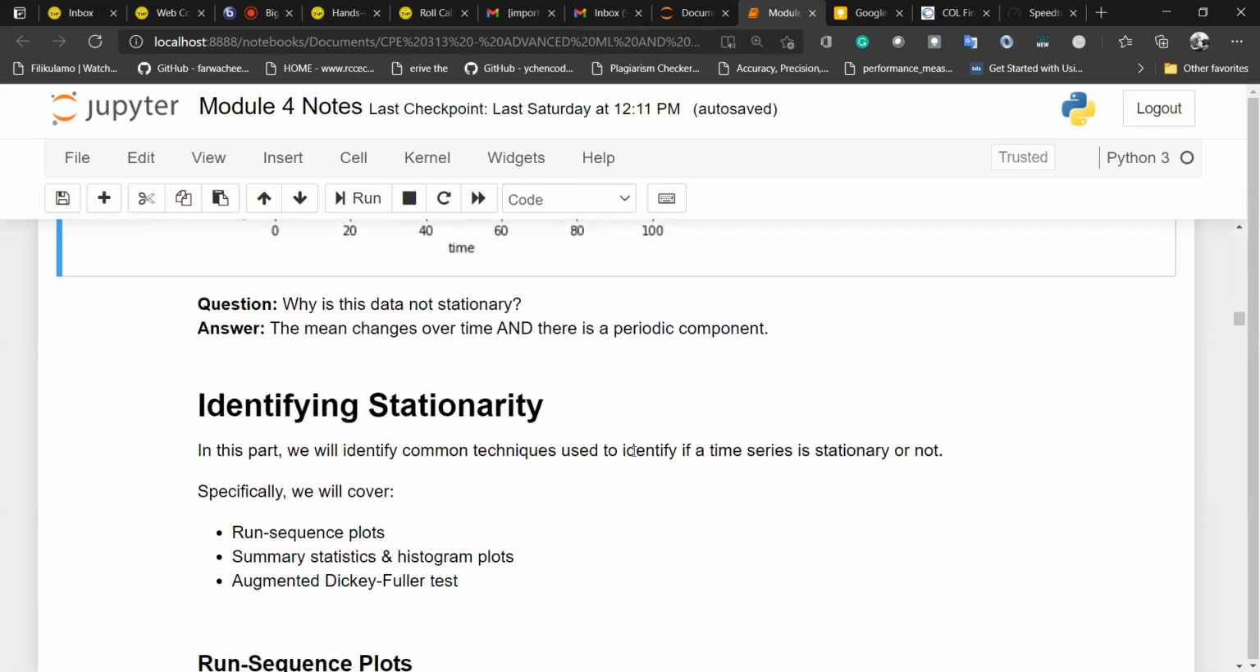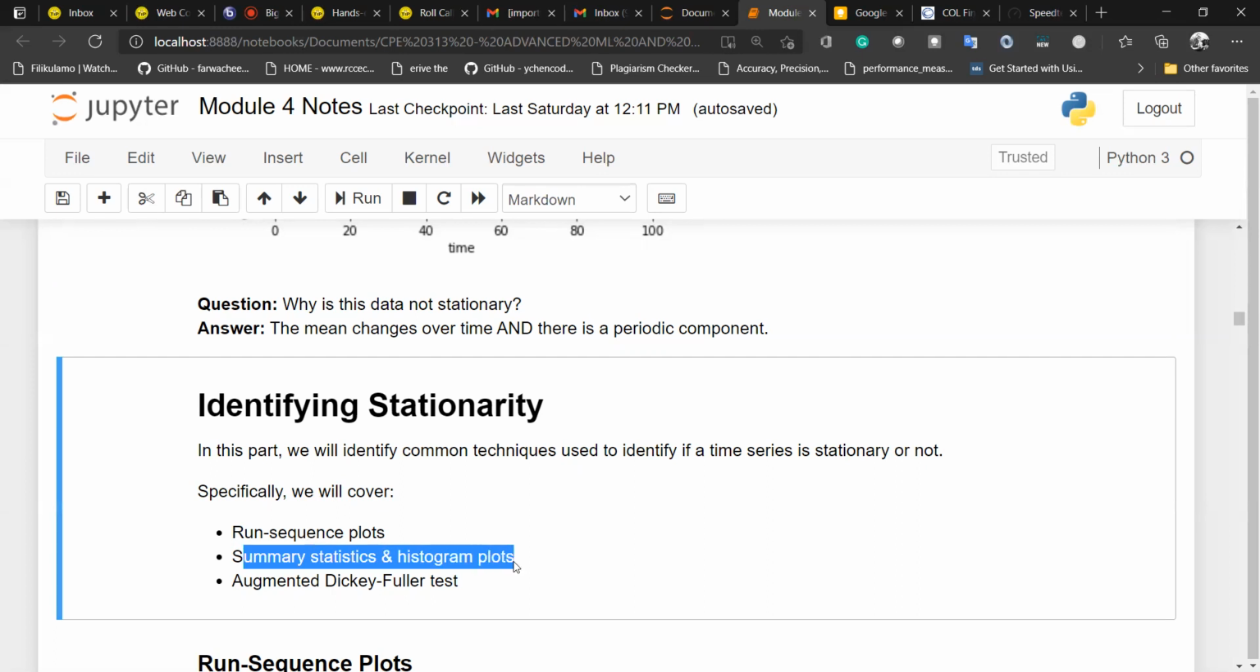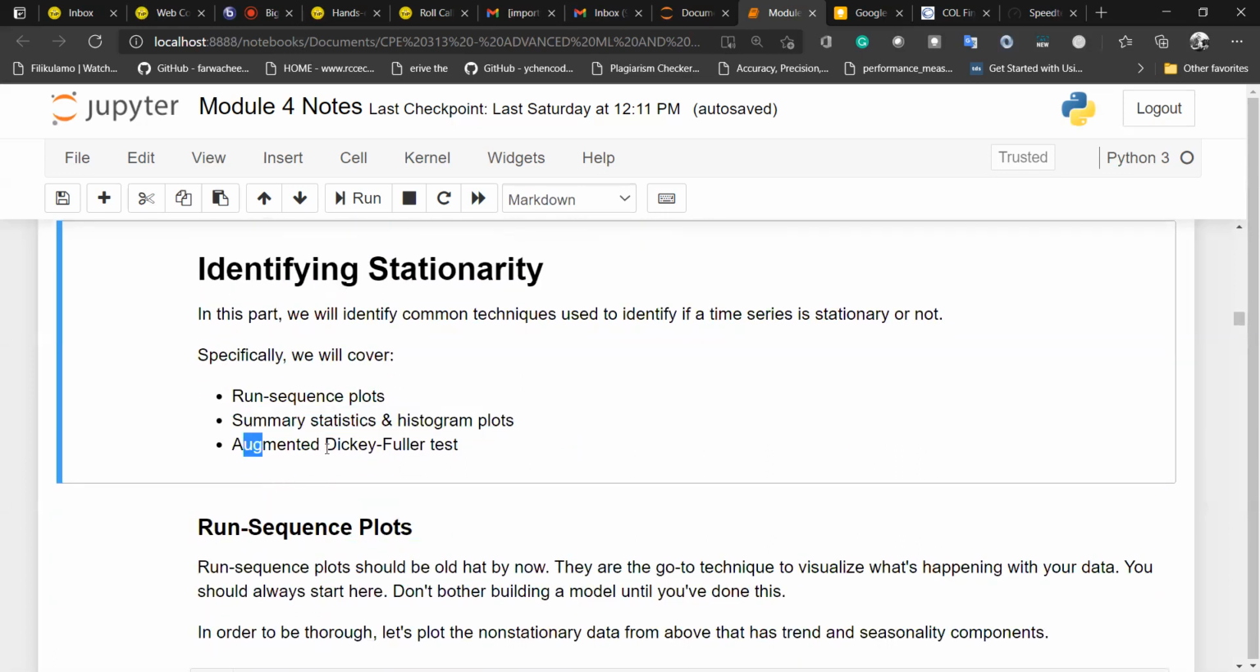Okay, how do we identify stationarity? In this part, we will identify common techniques which are used to identify if a time series is stationary or not. Specifically, we will cover run sequence plots, summary statistics, and histogram plots, and then we'll try to understand the augmented Dickey-Fuller test.